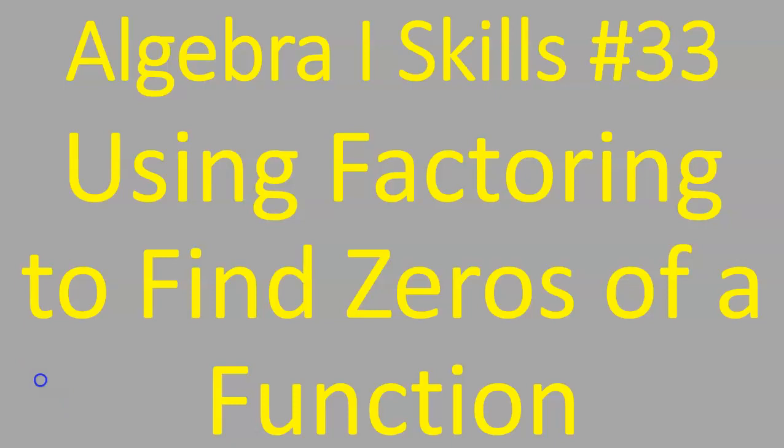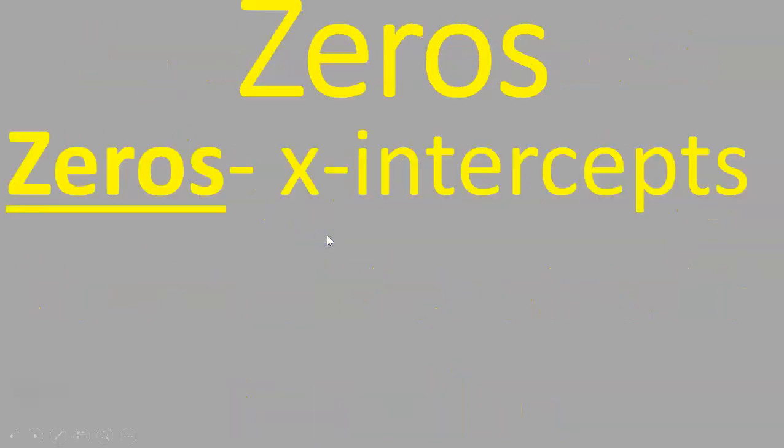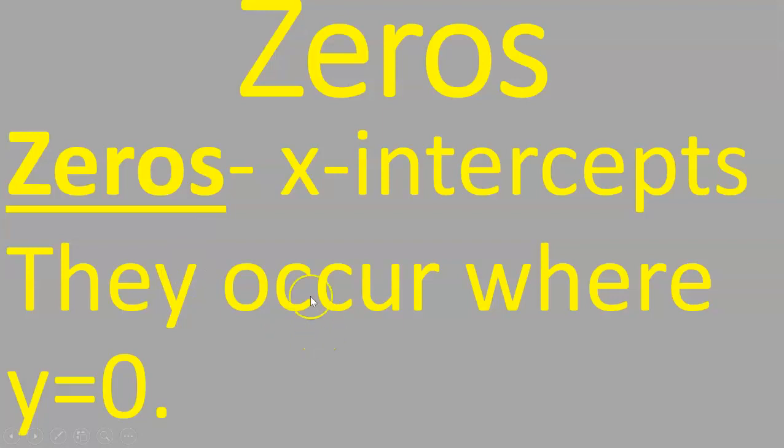Algebra 1 skills number 33, using factoring to find zeros of a function. So what are zeros? Zeros are just simply x-intercepts, which seems weird to call them zeros. The reason the number 0 shows up in the name is it's when y is equal to 0. If you think about when y is 0, you're neither above nor below the x-axis, so you're right on the x-axis, your x-intercept.